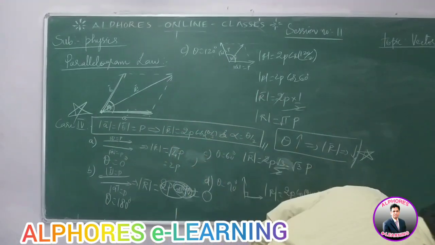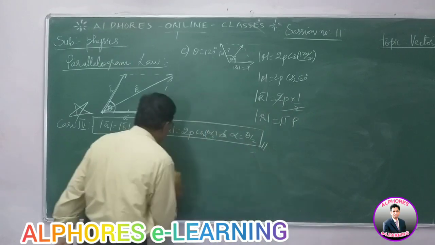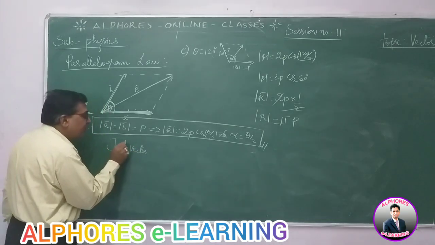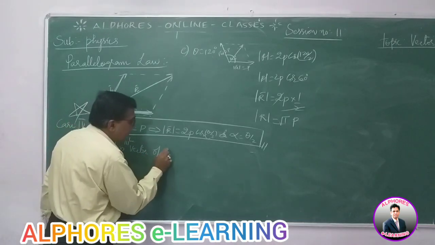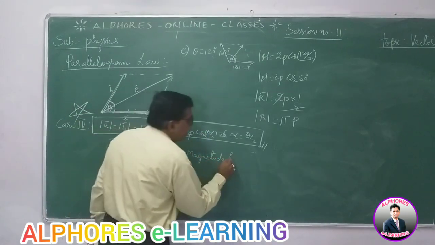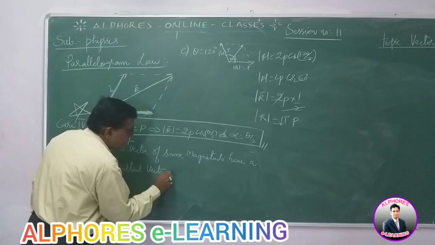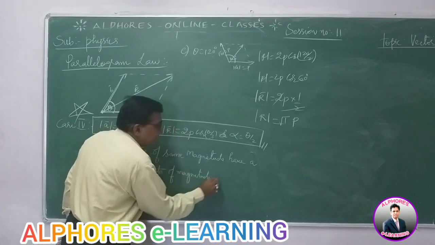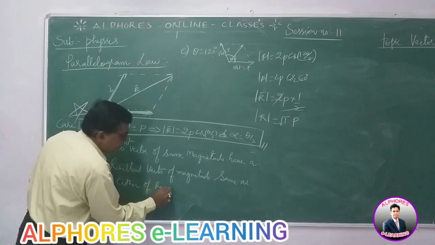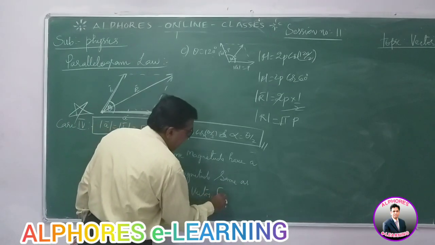The question reads in this manner. Two similar vectors of same magnitude have a resultant vector of magnitude same as either of the initial vectors. Then find the angle between them, find theta.